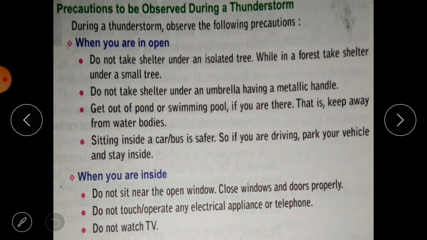Then if a thunderstorm is there, what are the precautions to be observed during a thunderstorm? How should you protect yourself when there is a thunderstorm? Look at this. During a thunderstorm, observe the following precautions. What do you have to do if you are in open space? First, do not take shelter under an isolated tree. If a single tree is there, then do not take shelter under it. While in a forest, take shelter under a small tree. Always stand under a small tree.